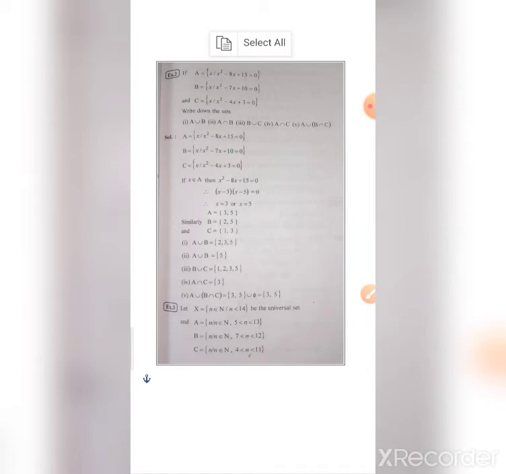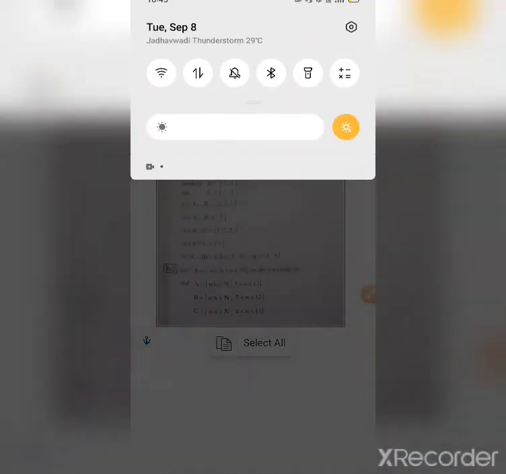Then the second set B is the set of x such that x square minus 7x plus 10 is equal to 0. And C is the set of x such that x square minus 4x plus 3 equals 0. Write down these sets. Writing the roots gives us these three sets. And find the values of A union B, A intersection B, B union C, A intersection C, and A union (B intersection C). These are the five values to find in this example.